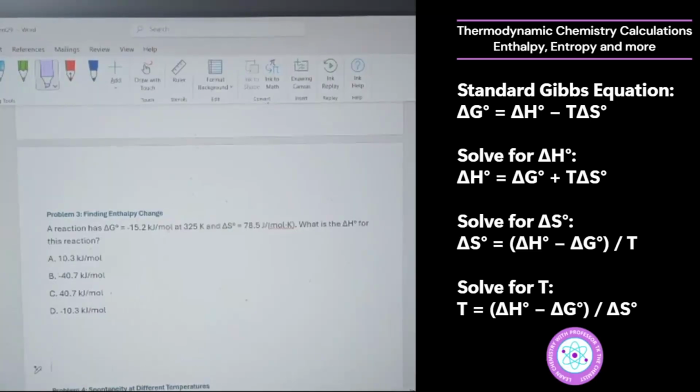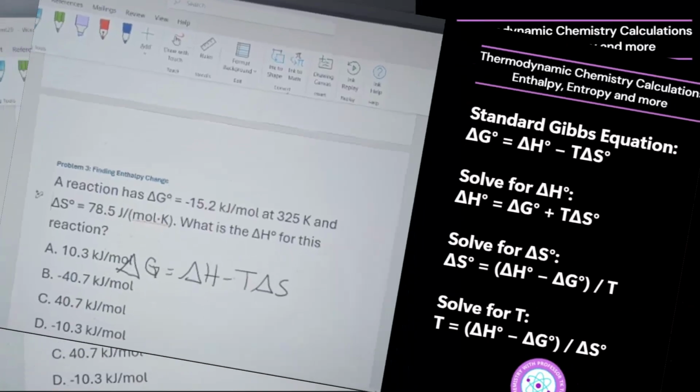We're now going to look for delta H, okay?